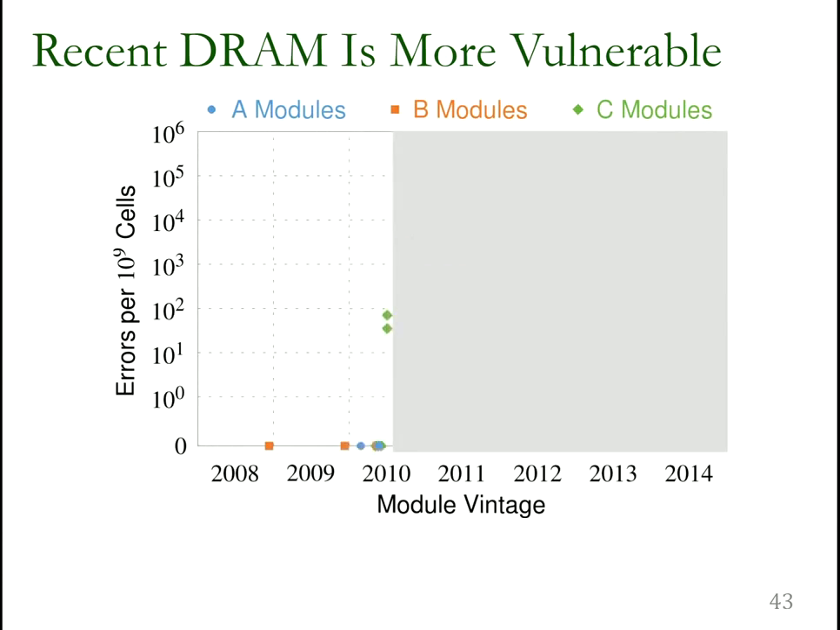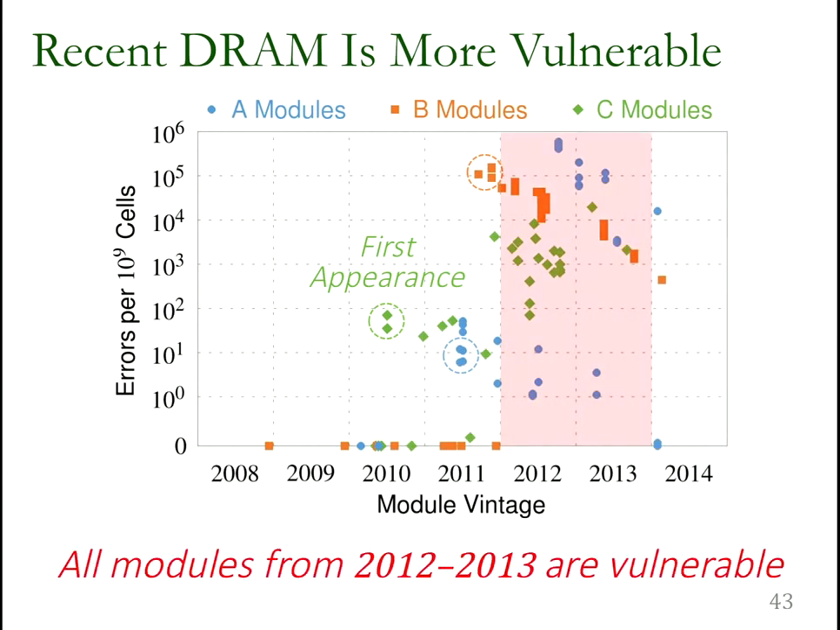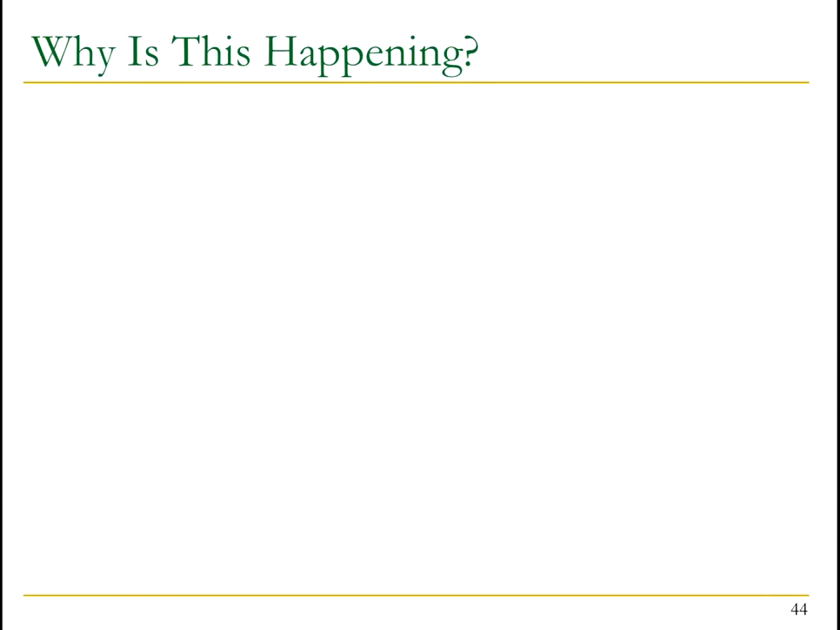So you test chips from 2008. You don't see the errors. This is when the module or chip was manufactured and the error rates per 10 to the 9 cells. You get zeros until 2010. In 2010, you start seeing the first appearance of the errors in DRAM chips. And if you look at any DRAM chip from 2012 to 2013, all of them are vulnerable. Basically, all of the chips will have these errors. Sounds bad, right? Well, maybe it's okay if you can tolerate those errors. But maybe not. So why is this happening?